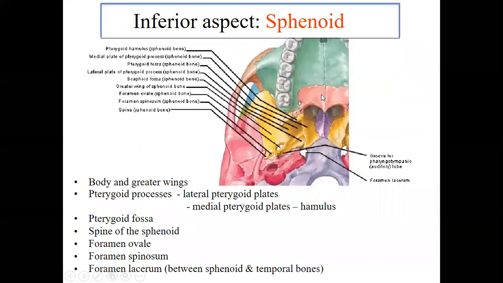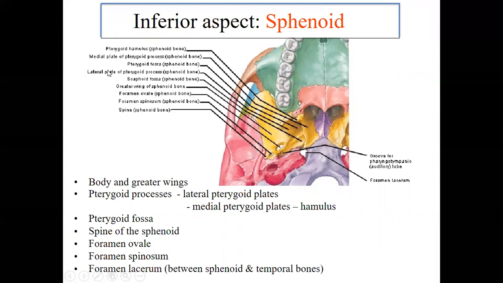For the sphenoid bone, this is an important landmark that you have to see. We have the body and greater wing. You can see here, this is the greater wing of the sphenoid. This is the part of the body. The body is clearer if you see the sphenoid bone from the anterior part.